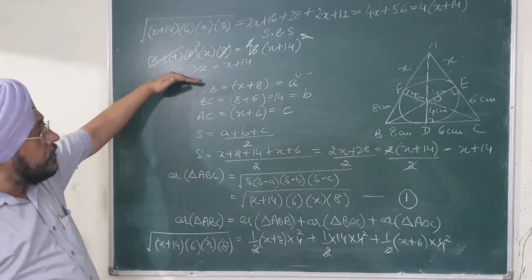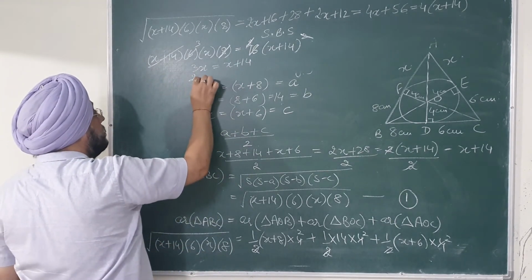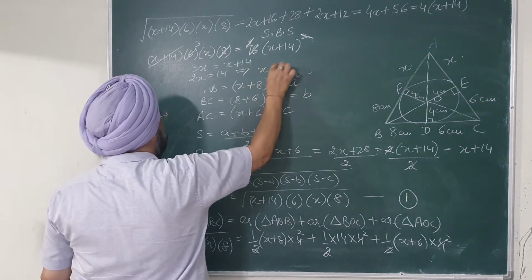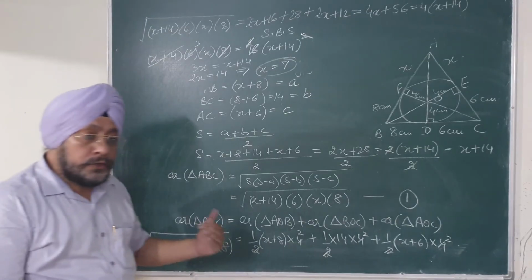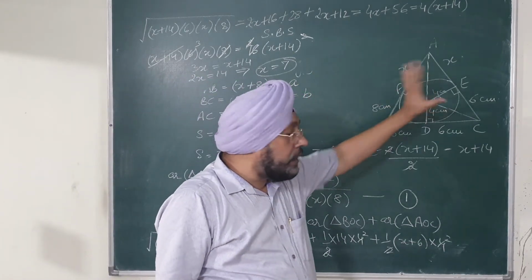That is a simple linear equation, we got it. Bring x to this side, we get 2x = 14, or this implies x = 7. But our question is, what is the value of AB and AC?